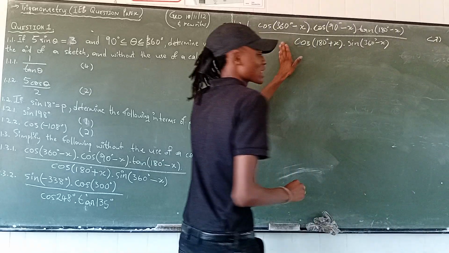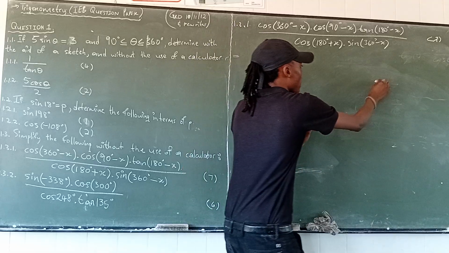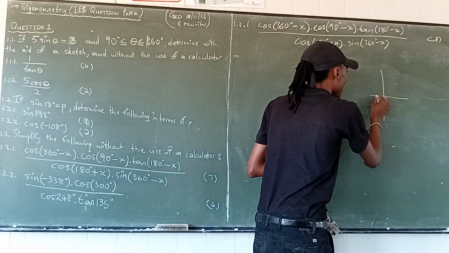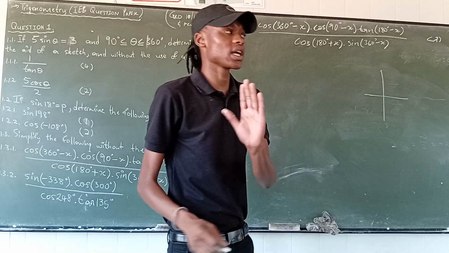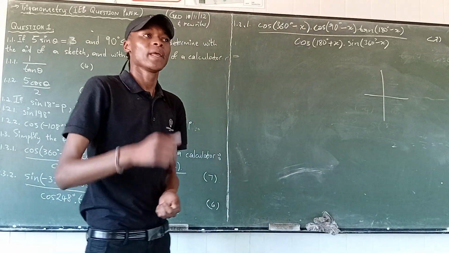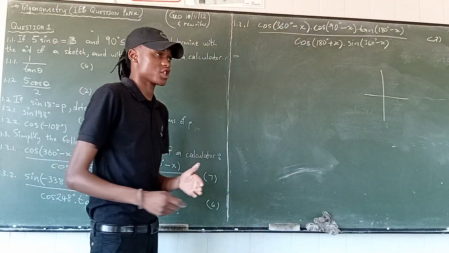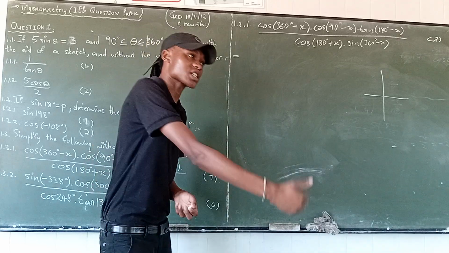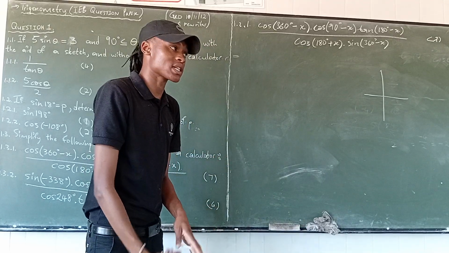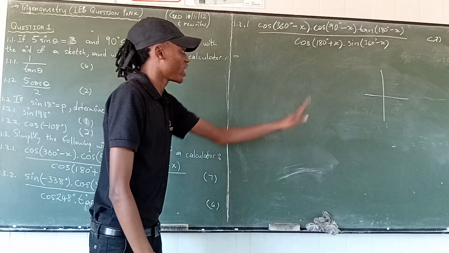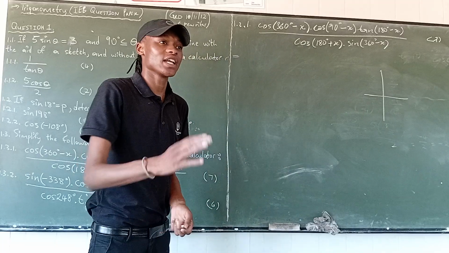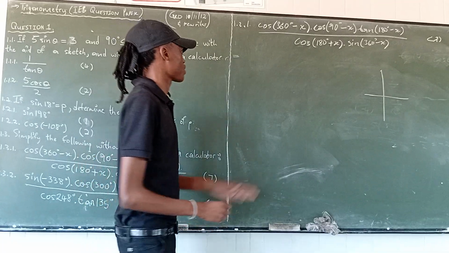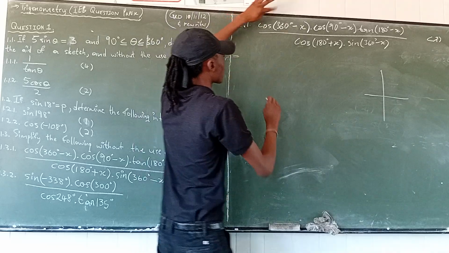This one wants us to go back to our class diagram where we're talking about the reduction formula and also the cofunctions. Remember, I said for reduction formulas, that is where we say no, and for cofunction, that is where we say yes. Now let us focus on this one.